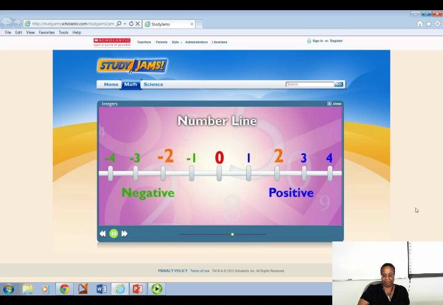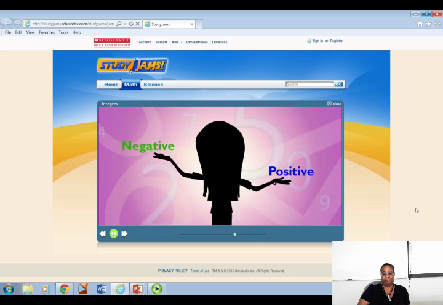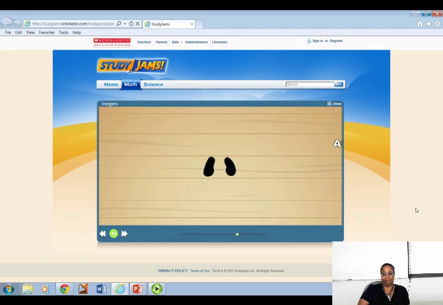Opposite numbers have the same absolute value. But that makes no sense. How can a negative number have the same value as a positive number? Well, absolute value is just a number's distance from zero, whether it's negative or positive.